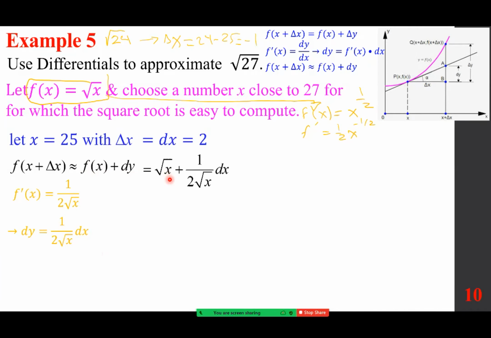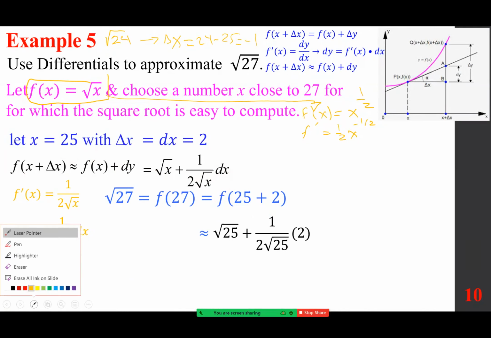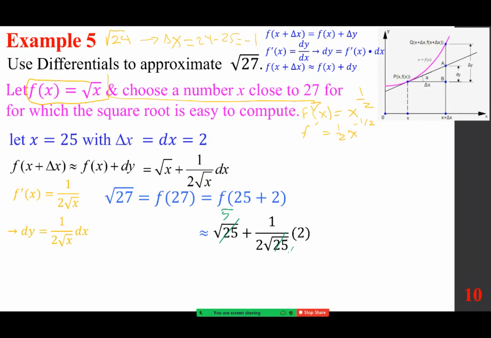And now replace the x with 25 here and here, and delta x with positive 2. So we want square root of 27, which means f of 27, which means f of 25 plus 2, which means x is 25 and delta x is 2. So plug in. As you know, this is 5. So is this one? We can cancel out these 2. We get 5 plus 1/5, which means 5 and 1/5, which means 5.2.